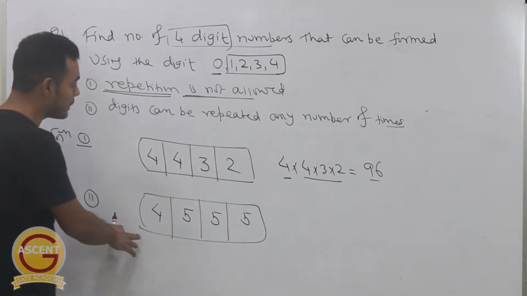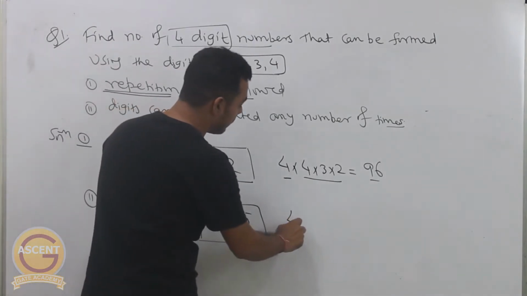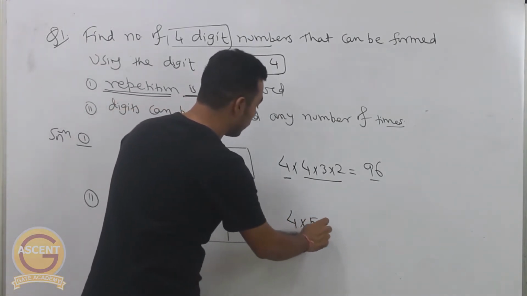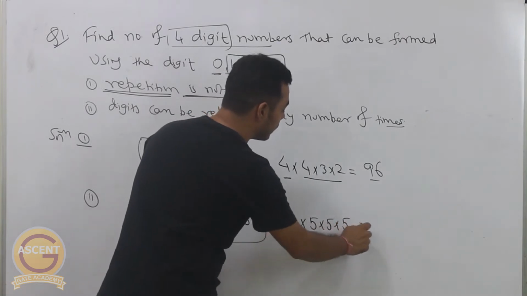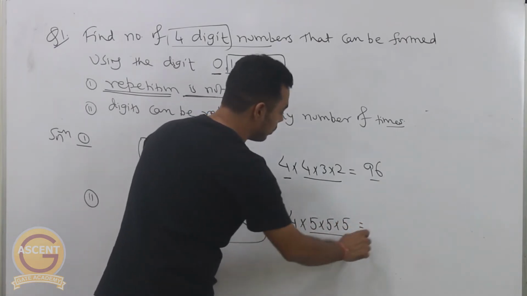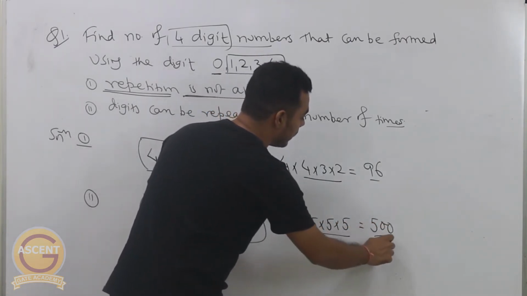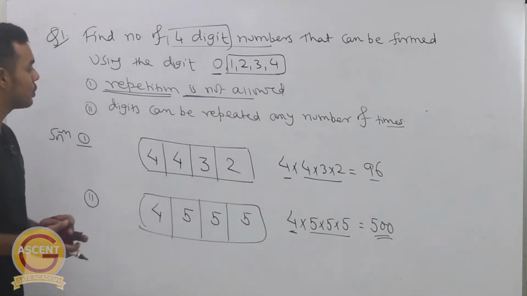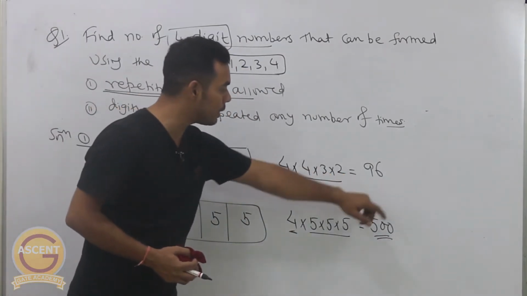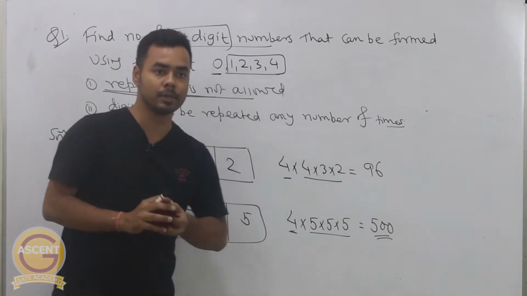So when repetition is allowed, the number of 4-digit numbers will be 4 into 5 into 5 into 5. This will be 125 into 4, that is 500. So when repetition is not allowed, 96 numbers are possible. When repetition is allowed, 500 numbers are possible.